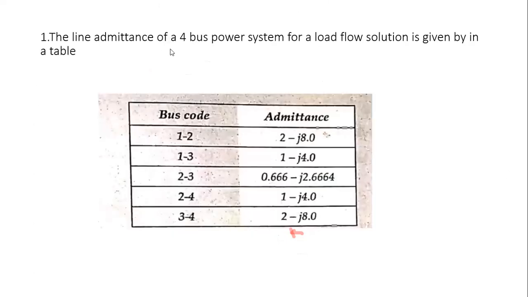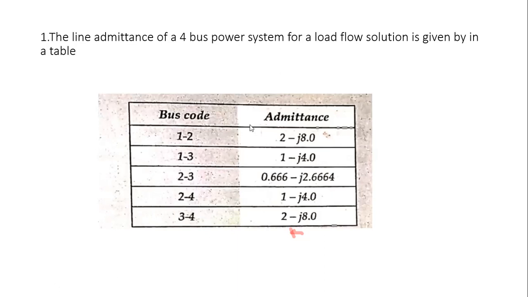Next, coming to the problem. The line admittances of a 4-bus power system for a load bus solution are given in the table. In the previous class, we solved a problem consisting of a 3-bus power system, but in this problem we are taking the 4-bus power system for the load flow solution.